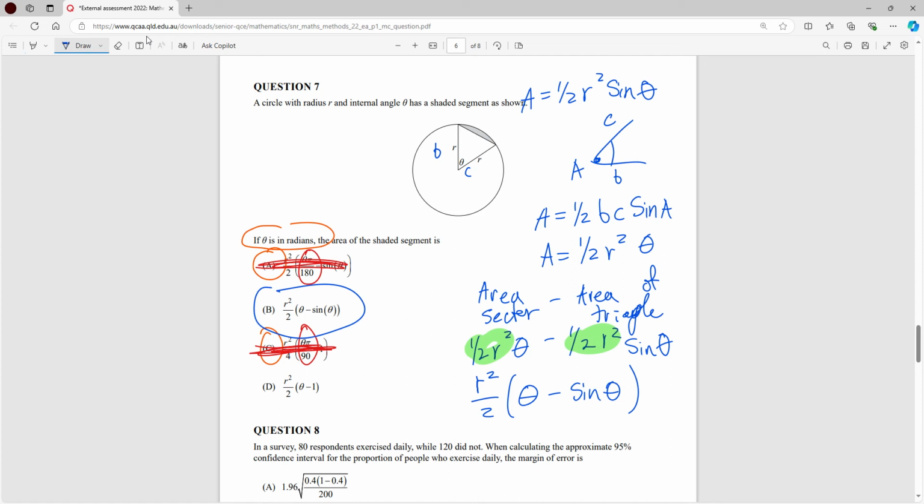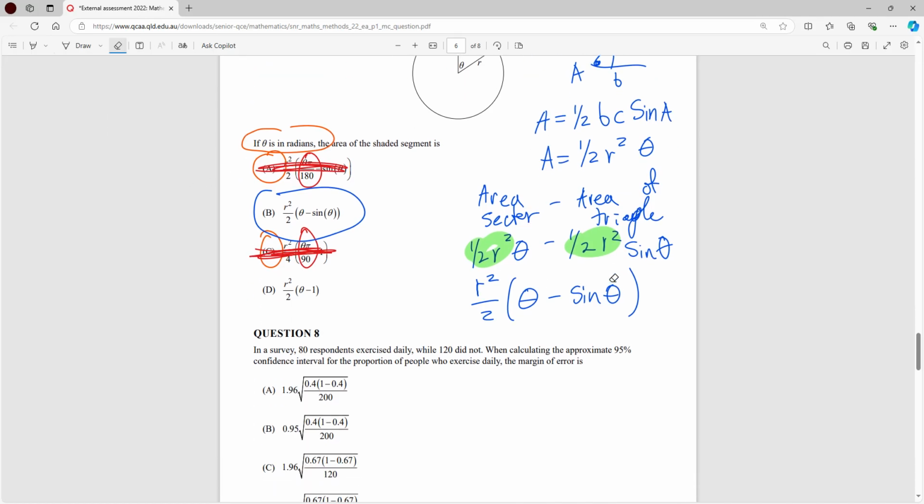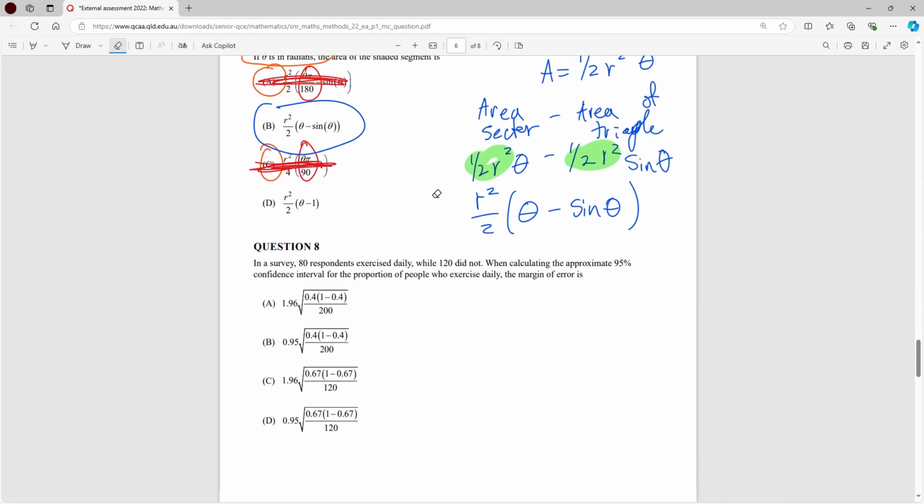So pretty much it's going to be the area of the sector, subtract the area of the triangle to give that little shaded bit there. Does that make sense? If it doesn't, leave something in the comments below and I'll try to explain in a bit more detail, but that's how you do that question there. Okay? Right, let's move on to the next one.